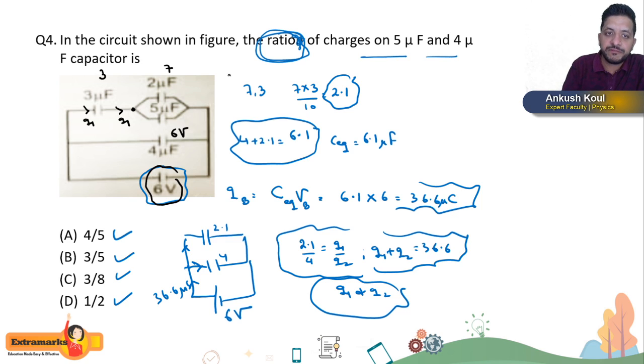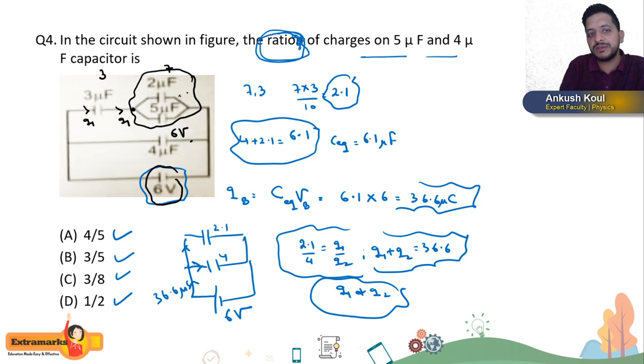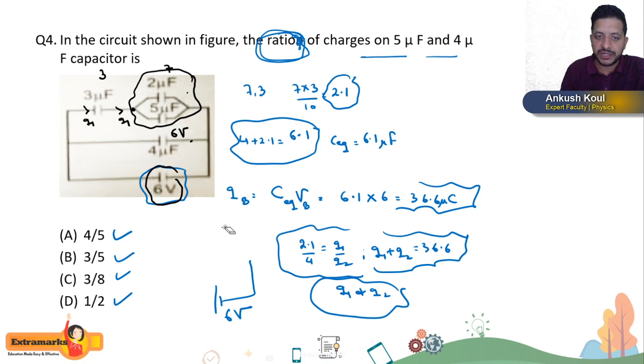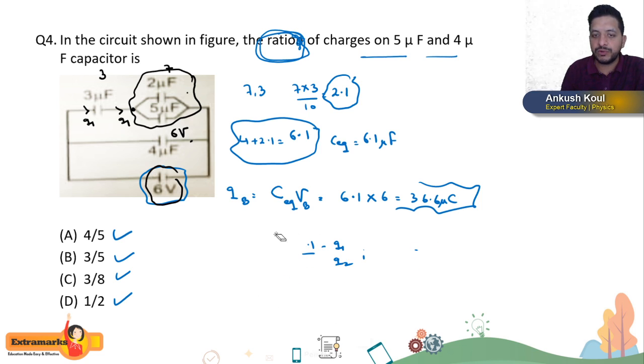Clear? So if I find potential across this part of the circuit, I know this is 6. If I find potential across this part of the circuit, my question is done, because Q is equal to CV and I can find how much charge is on 5 or how much charge is on 4 and so on. Is it clear what I'm going to do next? So what I'm going to do next is solve this question using another method, which is called as the potential divider method. And what I will do in that method is very simple.